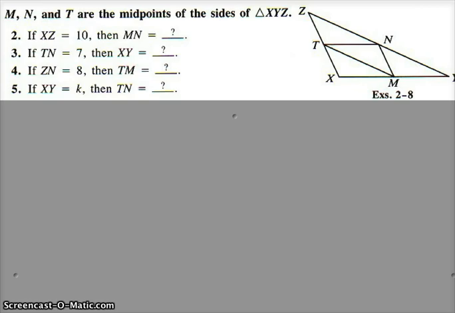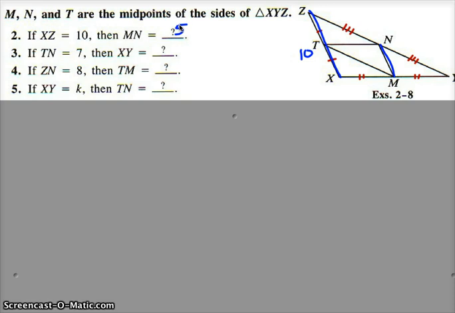Let's look at some problems. M, N, and T are the midpoints of the sides of triangle X, Y, Z. So if I come in here and measure it, these are all going to be midpoints, so I know I have a bunch of congruent pieces. And let's see the information they tell me. So if XZ is 10, so the entire distance from X to Z is 10, I want to find out how big MN is. Well, since it's connecting the midpoints, it should be half the size, so half of 10 should be 5.